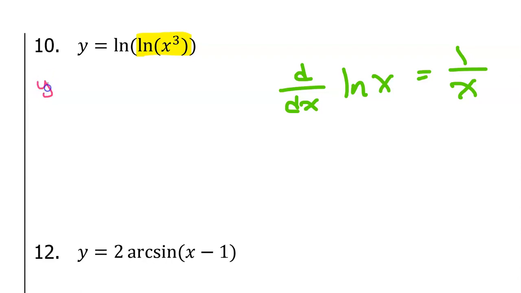So we can write y prime is equal to 1 over the yellow stuff, which is ln(x³). But because this is not just an x in the denominator, but a whole function, we have to use the chain rule and multiply by the derivative of this inner function. So now we're taking the derivative of the yellow stuff.